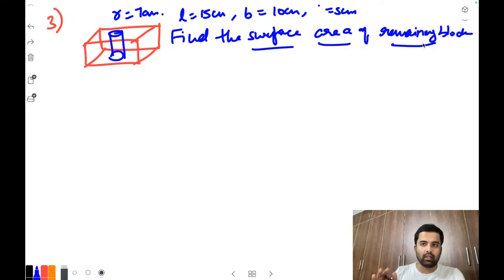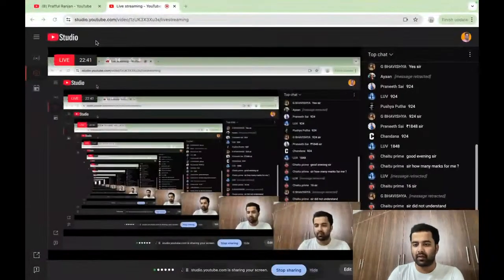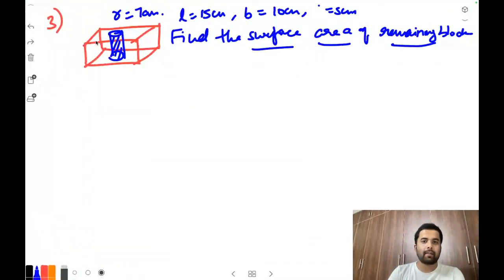You're having a cuboid. From the center part, it is a hollow pipe like that. The hollow pipe is cut down. A space is there, a kind of hollow space. How to figure out the surface area of this one? Try to just figure out. Anybody have an answer of this?